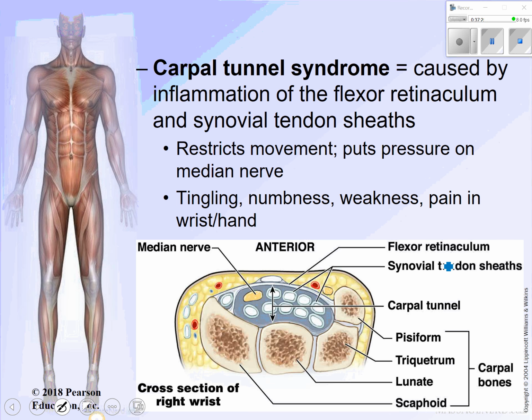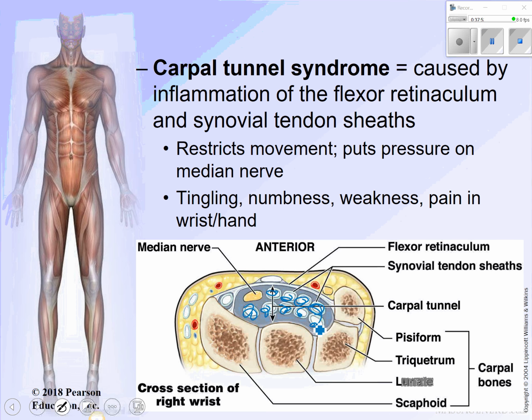Next, you have your carpal tunnel syndrome. This is caused by inflammation of the flexor retinaculum and the synovial tendon sheaths. The synovial tendon sheaths are shown here on the picture, which is a cross section of the wrist. Those synovial tendon sheaths are just tubular bursae that surround the tendons where they cross bony surfaces.